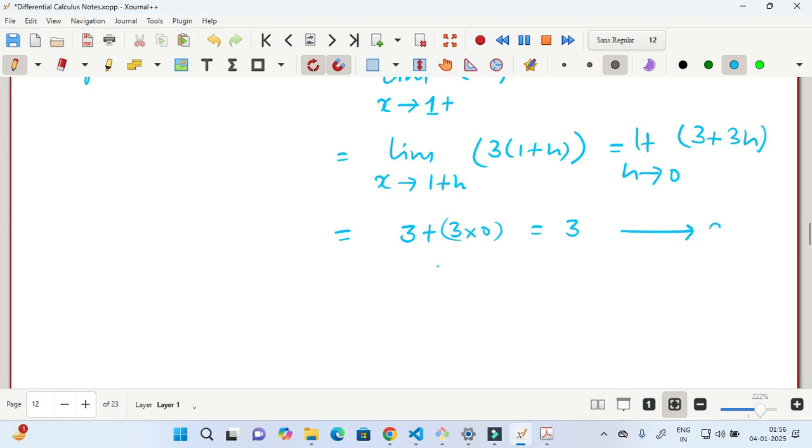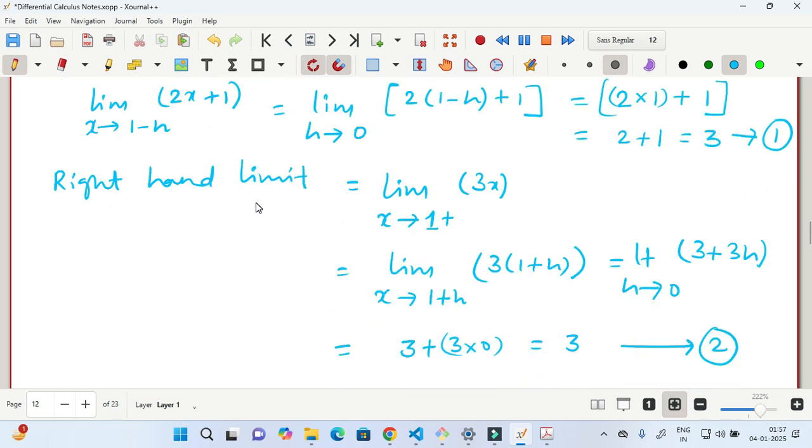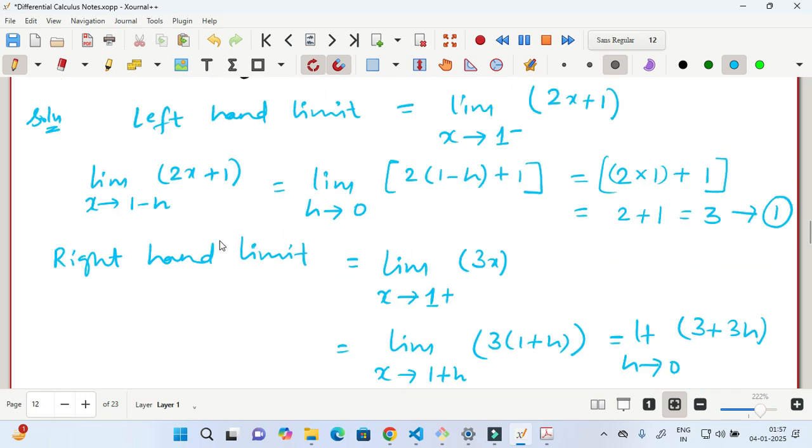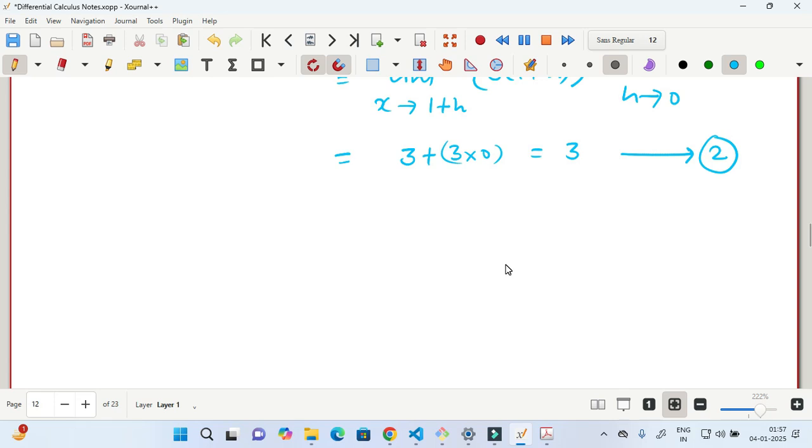This is equation 2. Now if you observe equation 1 and equation 2, the limiting value at the point 1 minus and the limiting value at the point 1 plus are both the same. So the left hand limit and right hand limit are equal. Then the limit exists at the point x equals 1. So this is the first problem, where we have solved a case where the limit exists.